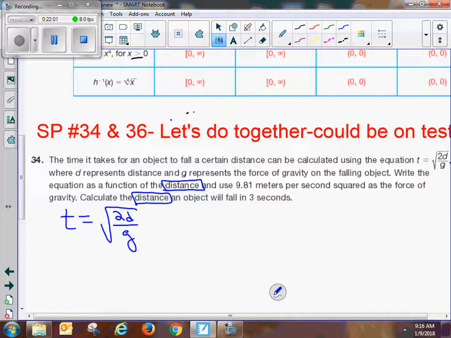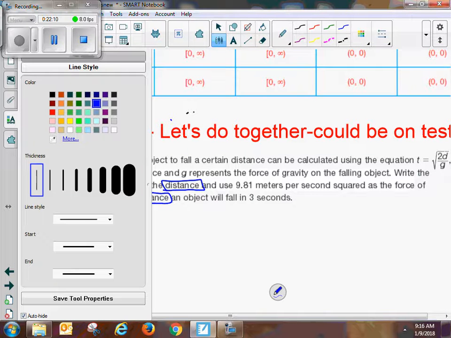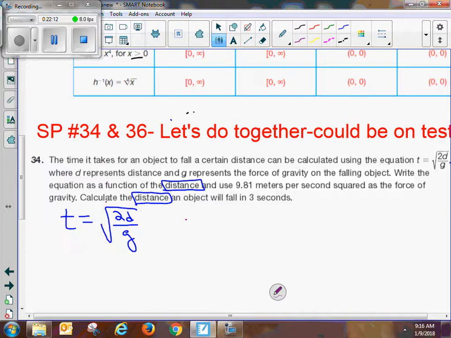Tell me what you could do. Look where d is. It's inside the radical. So I need to square both sides. Awesome. So we're going to square both sides. Let's see if it lets me change colors. And we're going to square both sides. And now we have t squared equals 2d over g.